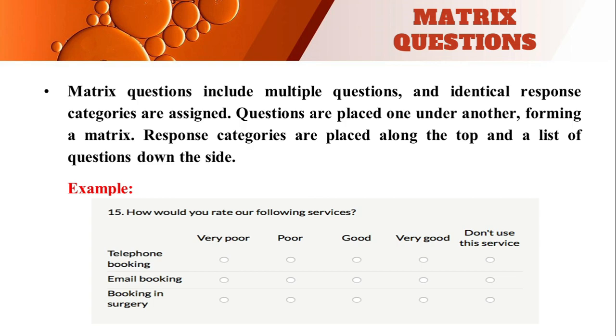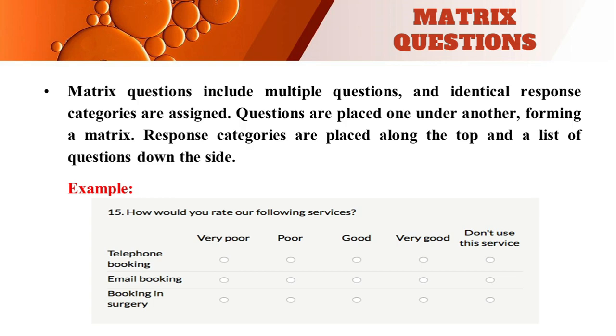Here, the responses they are going to answer will be placed on the top, like very poor, poor, good, very good. Don't use something like okay. For example, the questions are given on the side of the questionnaire, like telephone. How do I want to rate the telephone? So telephone booking for food. That is poor, very good.